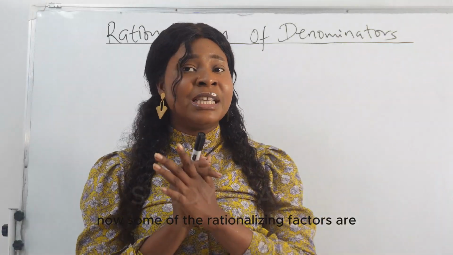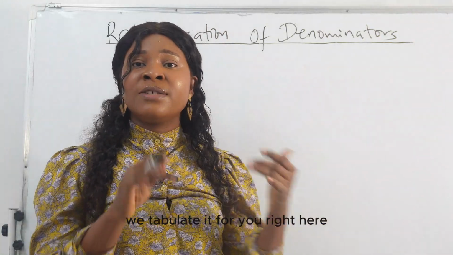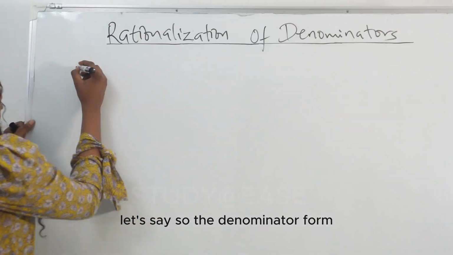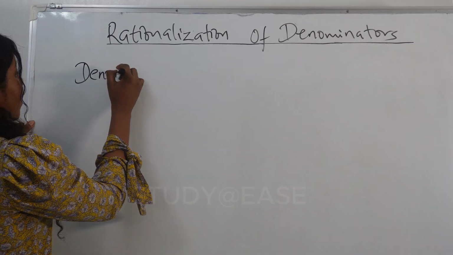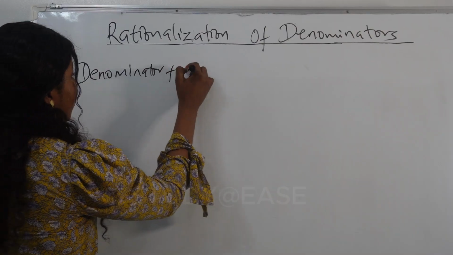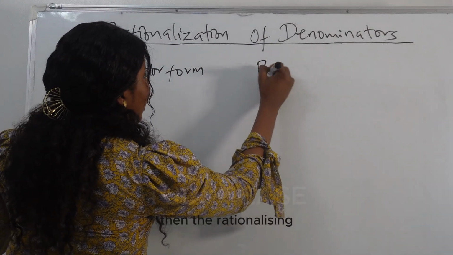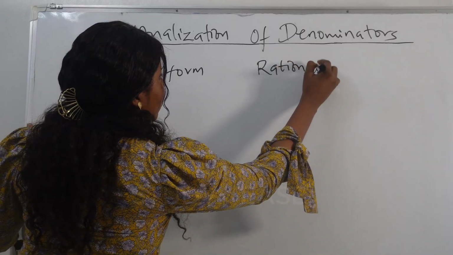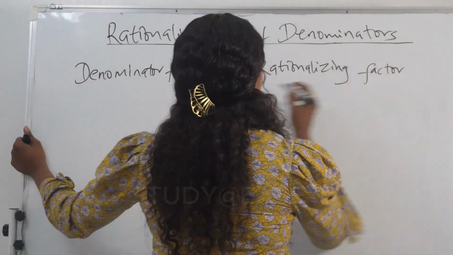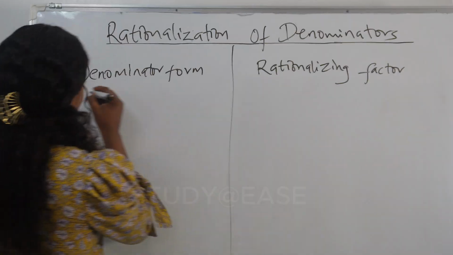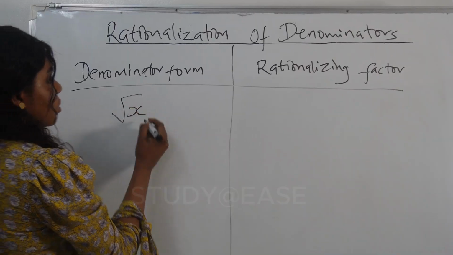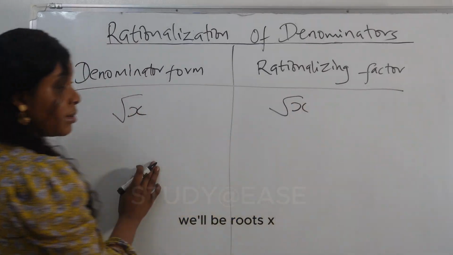Now, some of the rationalizing factors I will tabulate for you right here. Let's say the denominator form, then the rationalizing factor. So we have root x, the factor will be root x.